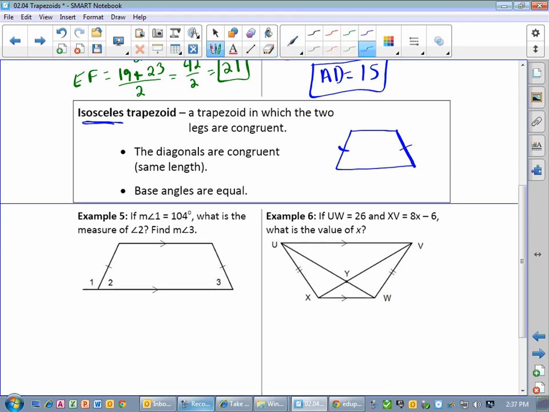So that's congruent to that. So you've got parallel bases, right? Congruent legs. Now, in an isosceles trapezoid, the diagonals are congruent. So this is congruent to this.